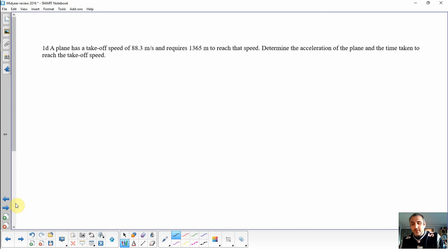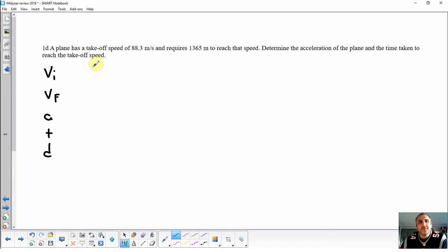Next up, we are dealing with a plane having a takeoff speed of 88.3 meters per second, requires 1,365 meters to reach that speed. Determine the acceleration. So now we're not dealing with a projectile, so we actually don't know what our acceleration is. But we have some other information here.